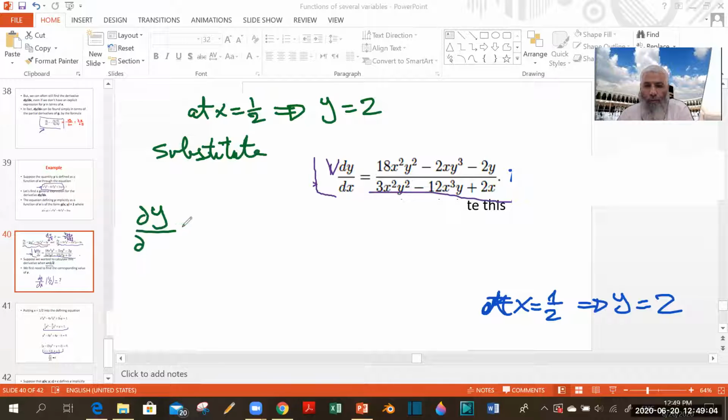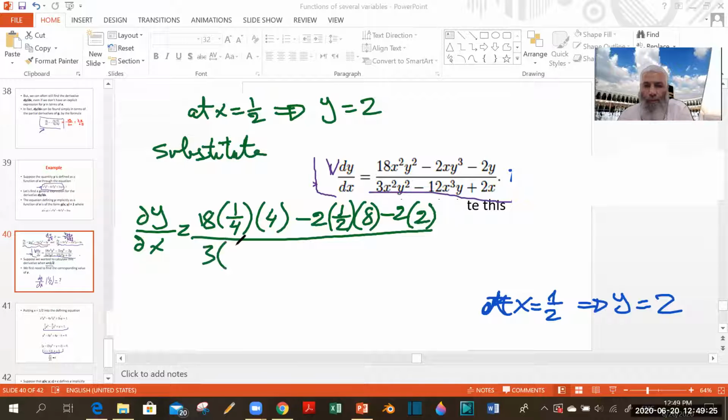So dy/dx equals 18 times x squared, which is 1/4, times y squared, which is 4, minus 2 times x, which is 1/2, times y cubed, which is 8, minus 2y, which is 2, divided by 3 times x squared, which is 1/4, times y squared, which is 4, minus 12 times x cubed, which is 1/8, times y, which is 2, plus 2 times x, which is 1/2. Now, 2 with 2 gives 1.